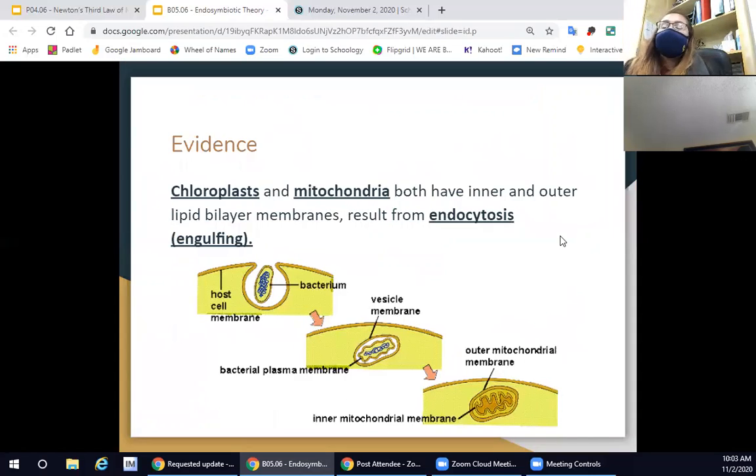So we have evidence to support this. We didn't just think of this out of the blue. Chloroplasts and mitochondria both have inner and outer lipid bilayer membranes. So both of these organelles have their own sets of membranes that resulted from endocytosis, which is engulfing. Engulfing just means it surrounds it and brings it in.